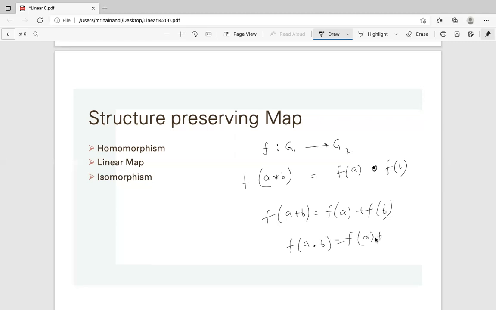In a field, f of 1 is automatically 1. This star, this multiplication is not the same. This plus and this plus are different because they are in two different rings. It is from one ring to another ring. Remember that f of 1 is 1. And you can ask whether the inverse is also preserved, but you can easily prove that the inverse is preserved.